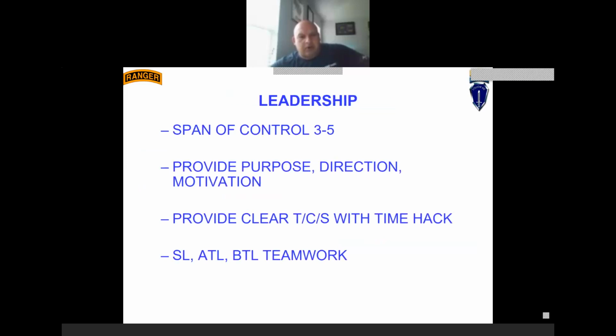Provide purpose, direction, motivation. Provide clear task, condition, standards with a time hack when you want it done. Squad leader, Alpha Team and Bravo, teamwork is teamwork. And when you come to platoon level, it's going to be PL, platoon sergeant, and squad leaders all working together, but squad leaders also have to have that bond with their team leaders so that they work together to accomplish the mission.